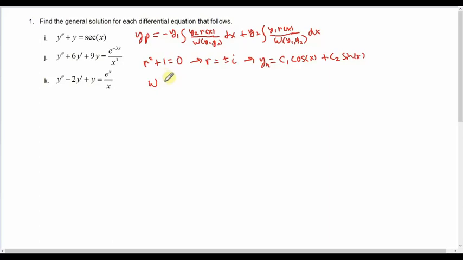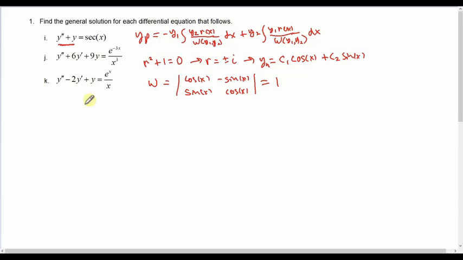So the Wronskian is cosine, minus sine. That's the derivative of cosine. And then here's sine, and then the derivative of sine is cosine. And so I get cosine squared minus a minus sine squared. Well, that's cosine squared plus sine squared, which is going to be 1. So that works nice when you have that form, because the Wronskian of those gives you 1, which doesn't add anything too complicated at all to your integral.